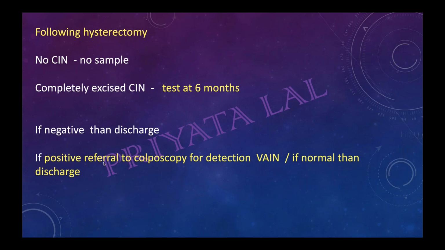Hysterectomy has been done, CIN has been completely excised, HPV is positive, so this patient would require referral, because there could be a possibility of VAIN or vaginal disease. If your colposcopy becomes normal, then you can discharge this patient. Is the thing clear?